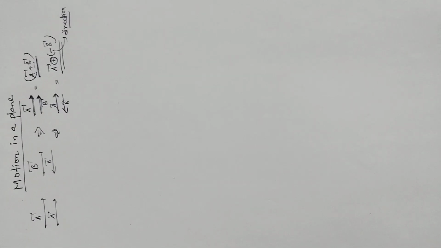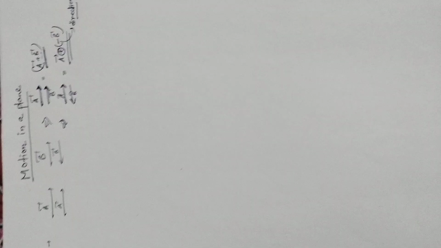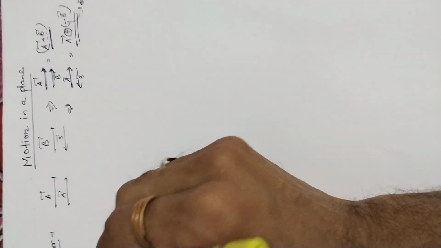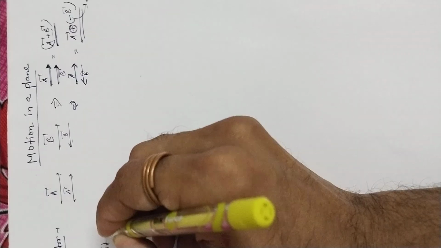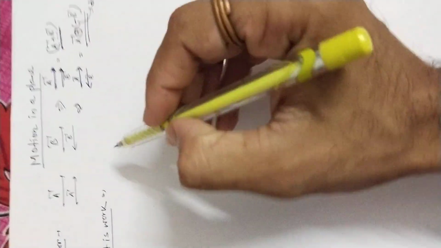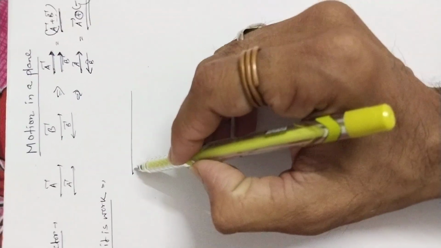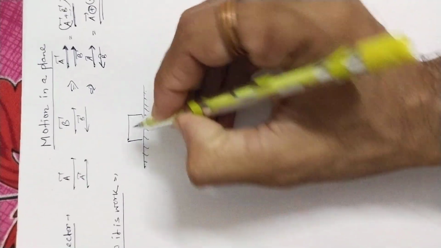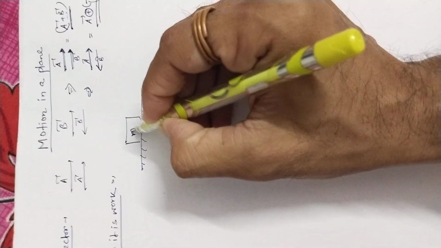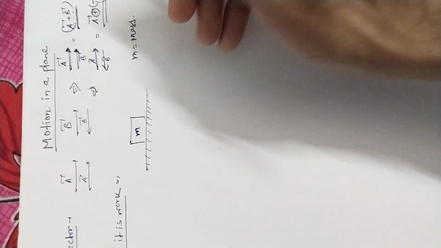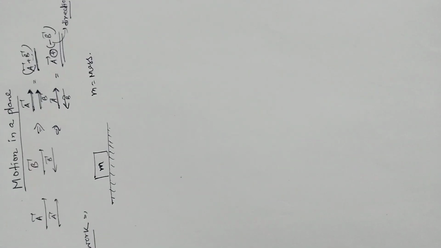We have learned vector addition and vector subtraction, but how does it work in motion in a plane? Please see how it works. Suppose it's a surface and this is the block, and its mass is m. M equals the mass of the block.